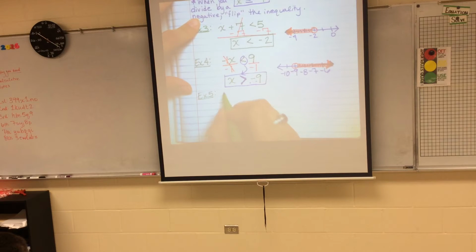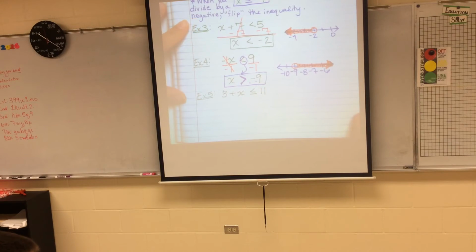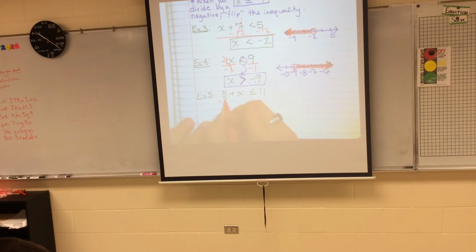Example 5. If 3 plus x is less than or equal to 11. 3 plus x is less than or equal to 11. Subtract 3, you got it. So I have x equal to or less than 8. Beautiful, less than or equal to 8.